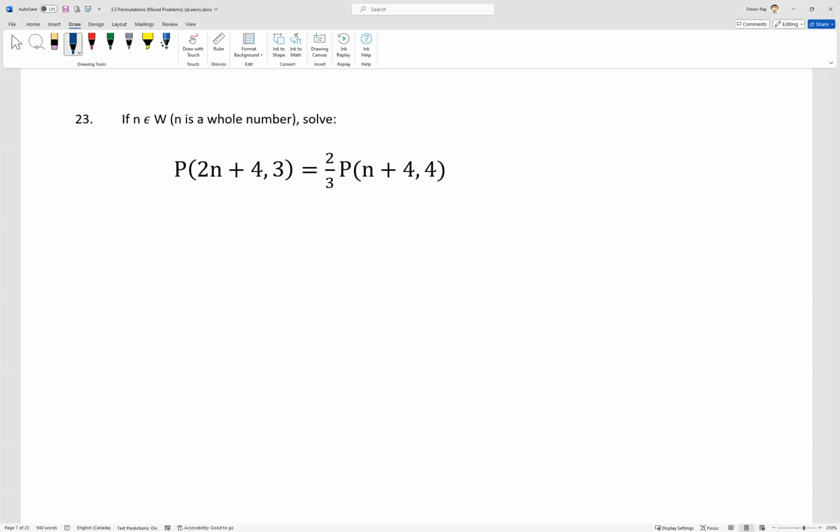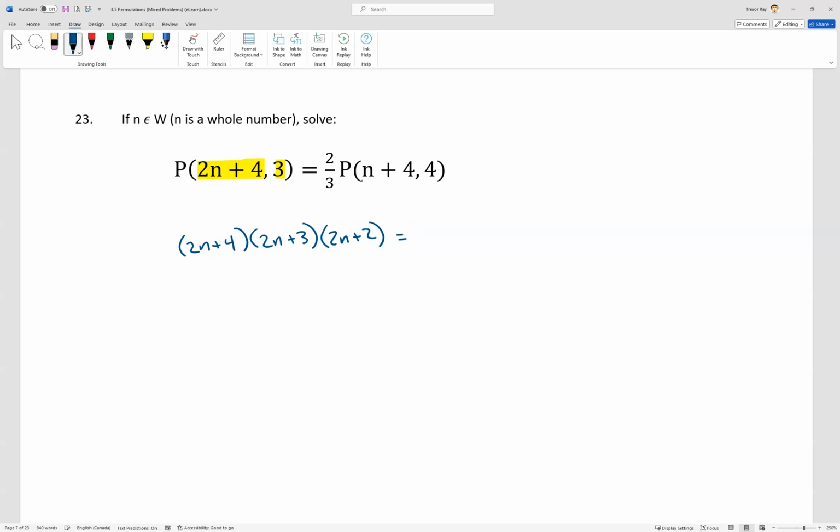Okay, so by definition, this first one here says start with this number and take 3 numbers. So I'm not going to go with the actual factorial part. I'm just going to start with 2n plus 4. And then I'm going to multiply that by the number below it, which is going to be 2n plus 3, and the number below that, which is 2n plus 2. So that's all a permutation is. Start at the first value, the first thing in the bracket, and take 3 numbers in this case.